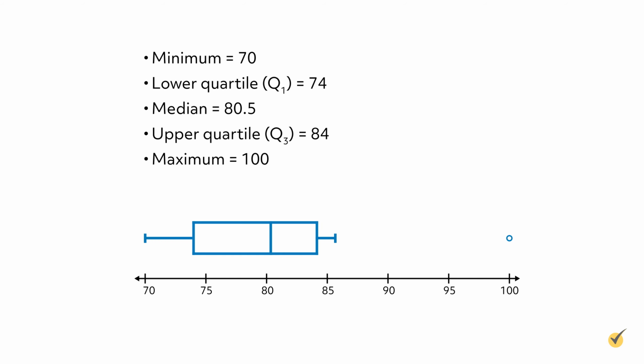Last, draw the whiskers extending to the minimum and maximum values. Draw one horizontal line extending from the left of the box to the minimum, which is 70. Draw another horizontal line extending from the right of the box to the maximum, which is 86.